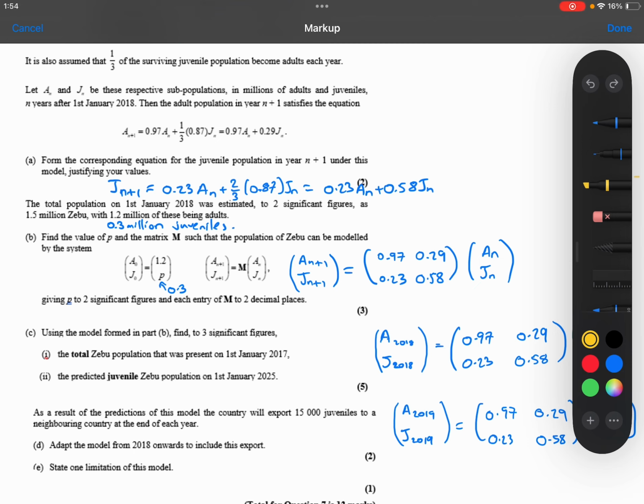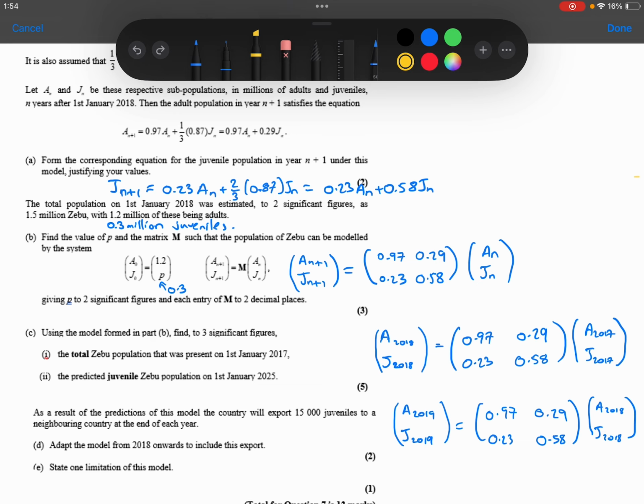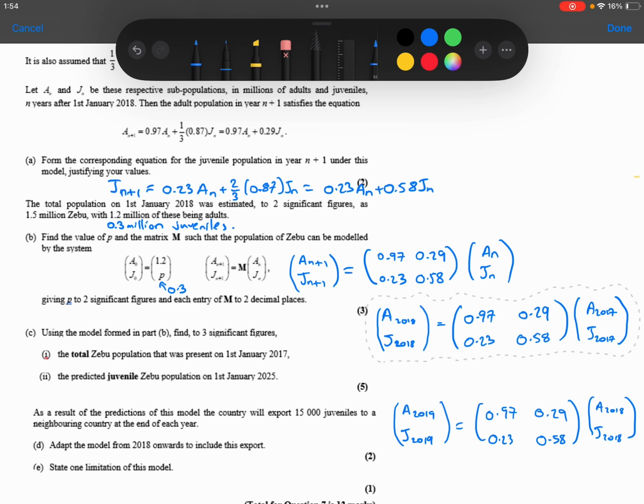Part C. Using the model formed in Part B, find to 3 significant figures, Part I, the total zebu population that was present on the 1st of January 2017. So, have a look at this equation here. We've got the populations in 2018 are equal to our matrix times the populations in 2017. Now, we know what the populations were in 2018. We were told that in the question. We were told that the adult population was 1.2, the juvenile population was 1.3.